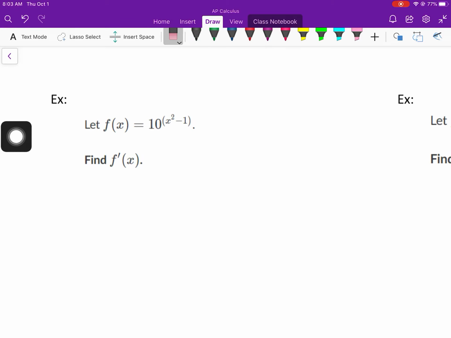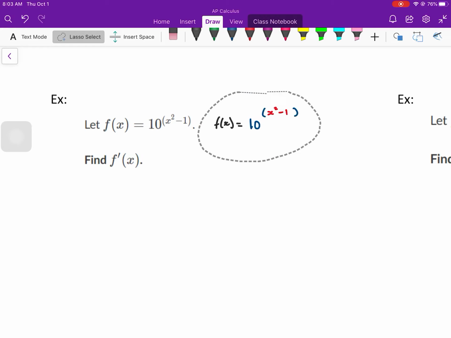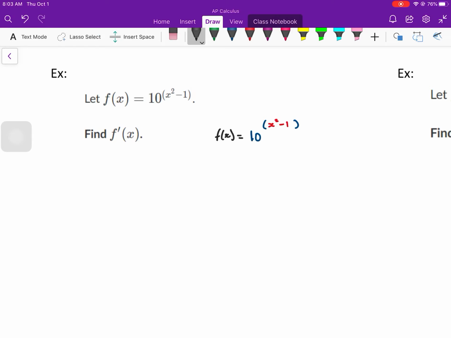So I'm going to rewrite our function as 10 to the, then the inside will be x squared minus 1. So that's f of x, right? So now let's go ahead and find the derivative. So f prime of x is going to equal 10 to the x squared minus 1 times natural log of 10. That's just taking the derivative of the outside. Then the derivative of the inside, which is the derivative of the red one, so we're going to multiply by that, is 2x.